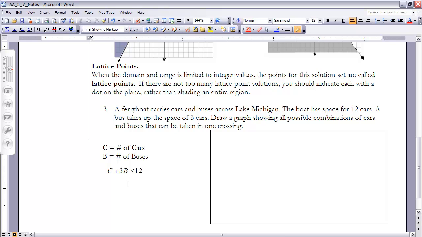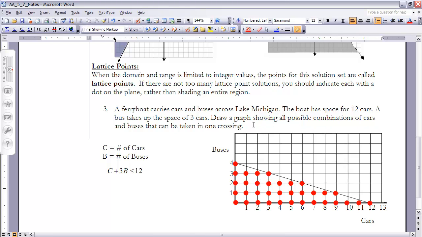So the next thing that I want to do to come up with my solution set is I'm going to graph that line as if it didn't matter if they were whole numbers or not. When I do that, I have my line drawn in here. Okay? I started with my intercepts of 12, 0 and 0, 4. Draw in the line.